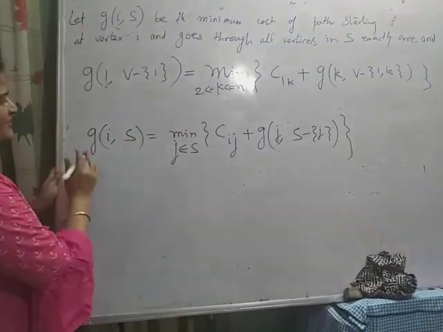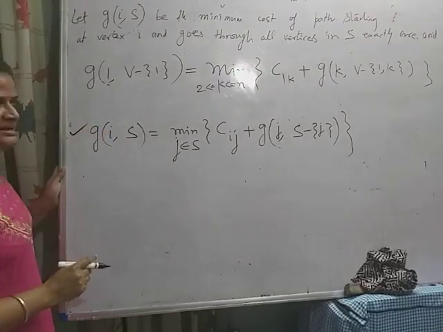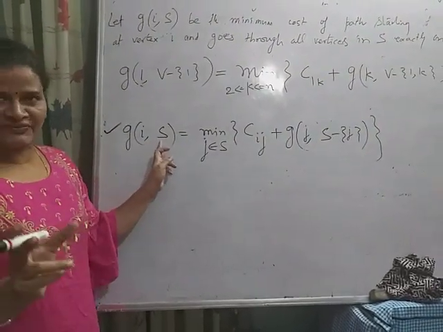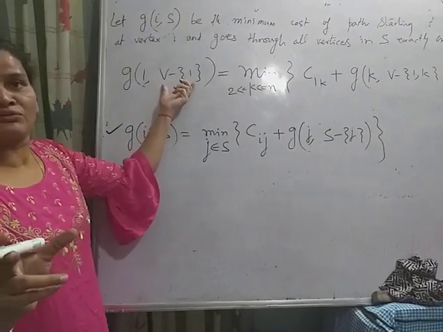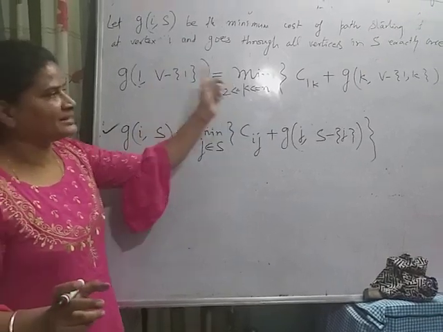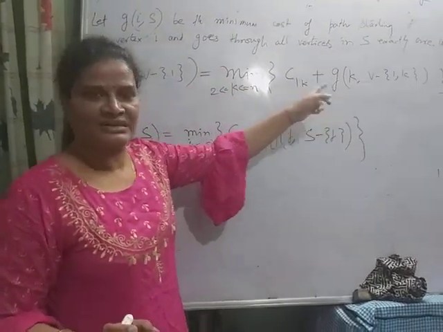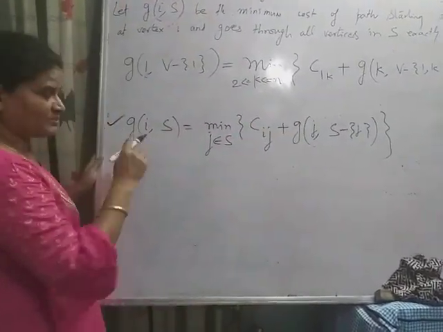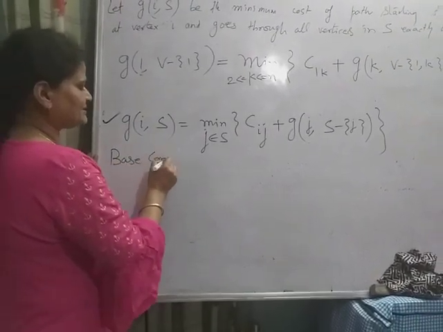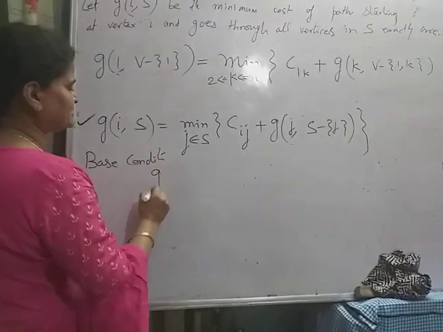With this recurrence relation we solve the traveling salesman problem by taking the size of S first as 3. Suppose it's a 4-vertex graph. So V minus 1 contains 3 vertices, and this k loop will run 3 times.